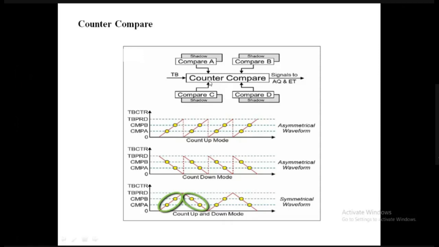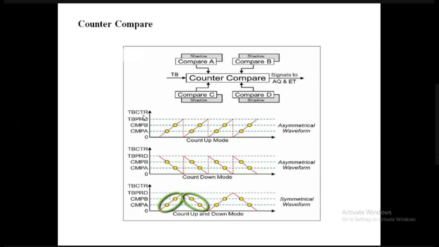So we have another submodule coming into the picture, called the counter compare submodule. This counter compare submodule consists of 4 registers: compare A, compare B, compare C, and compare D. Compare C and compare D registers are used for event trigger applications. Let's say you want to trigger a certain event after a certain period of time, so you can use these compare C and compare D registers. What I mean by event is an interrupt. Like we saw in interrupts, if I'm creating an interrupt, I go on performing another task.